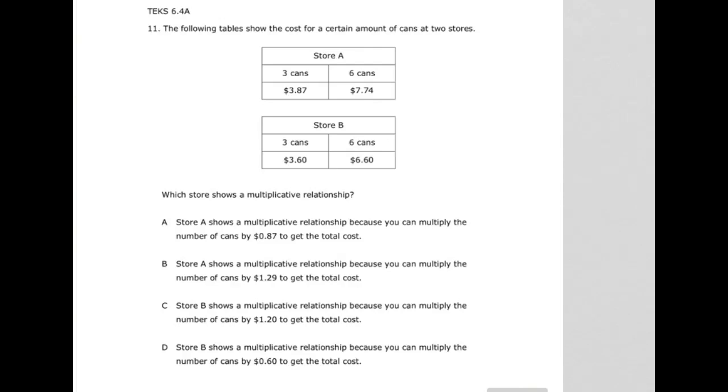The following tables show the cost for a certain amount of cans at two stores. Shows store A and store B. Which store shows a multiplicative relationship?